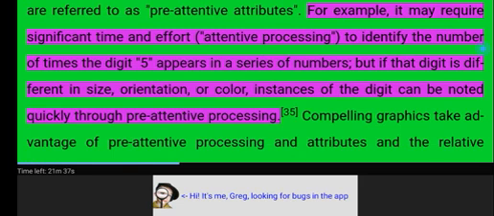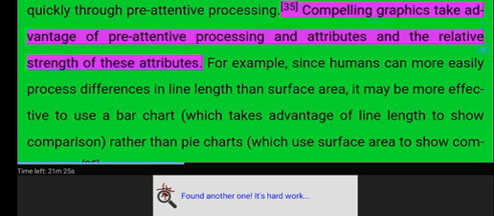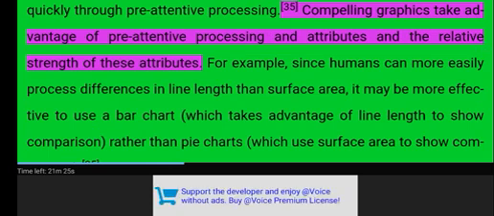For example, it may require significant time and effort, attentive processing, to identify the number of times a digit, 5, appears in a series of numbers, but if that digit is different in size, orientation, or color, instances of the digit can be noted quickly through pre-attentive processing. Compelling graphics take advantage of pre-attentive processing and attributes and the relative strength of these attributes.